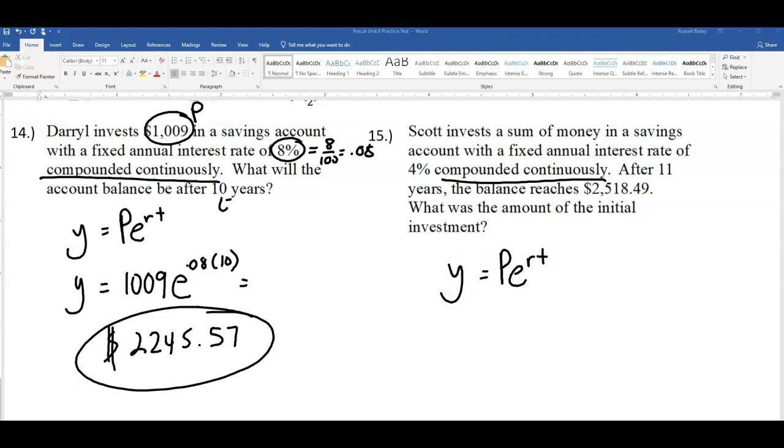After 11 years, the balance reaches $2,518. What was the initial investment? So when they're asking for the initial investment, that means we want to know what is P. So we don't know what P is. But they are telling us some other things. So we'll see what they're telling us.